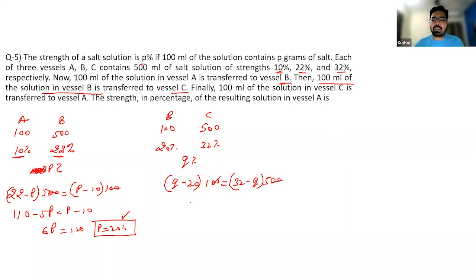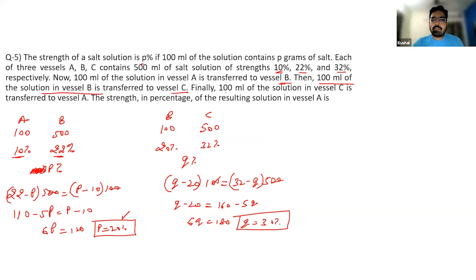So what are we going to get? We will get 5 over here. So we will get Q minus of 20, that should be equals to 160 minus of 5Q. So that's going to be 6Q equal to 180. So Q will be equals to 30%. So now you have a vessel C, which has got 30% strength and 600 ml of the solution.